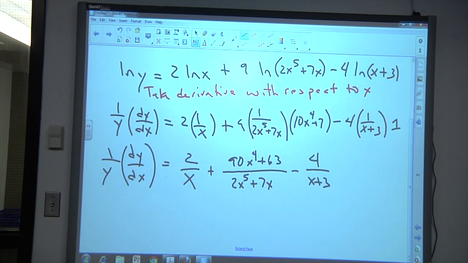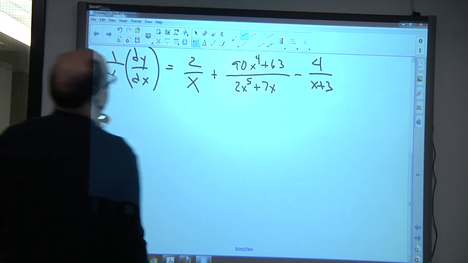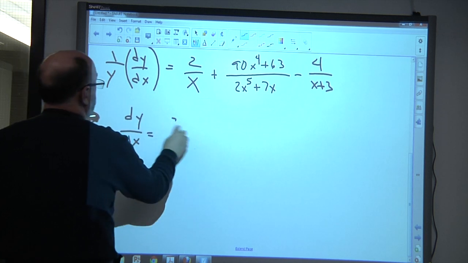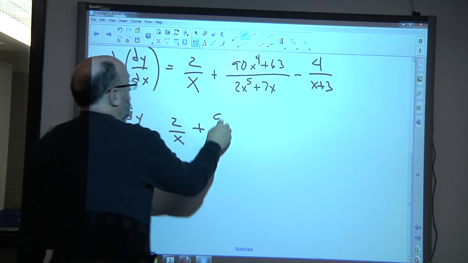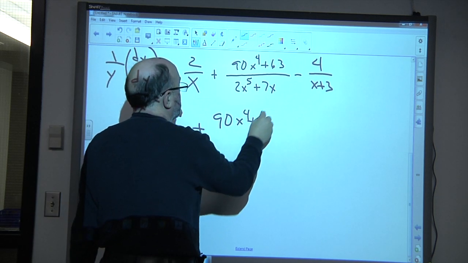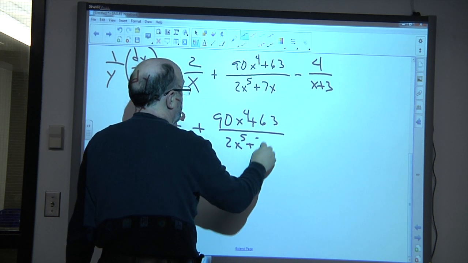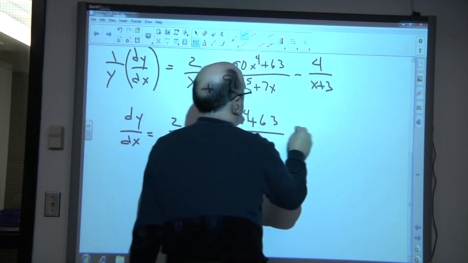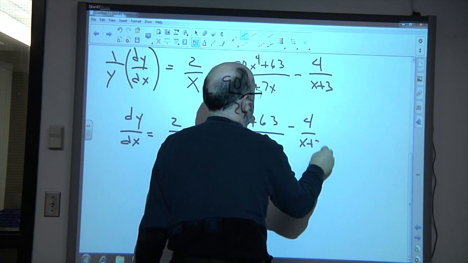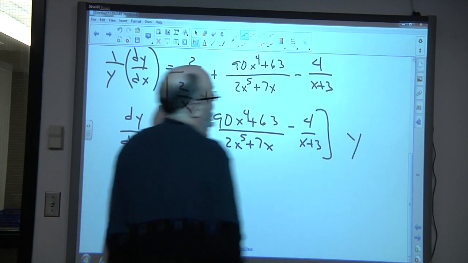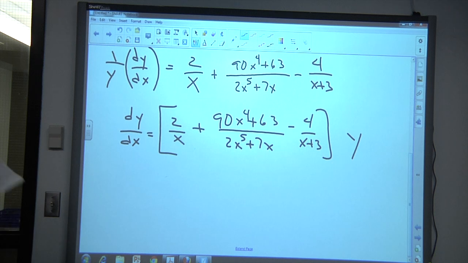So we get that. We want to solve for dy dx, so the opposite of dividing by y is to multiply, and we end up with dy dx is going to equal 2 over x, 9x to the 4th plus 63 over 2x to the 5th plus 7x, minus 4 over x plus 3, all of that times y. And at that point, we're done.